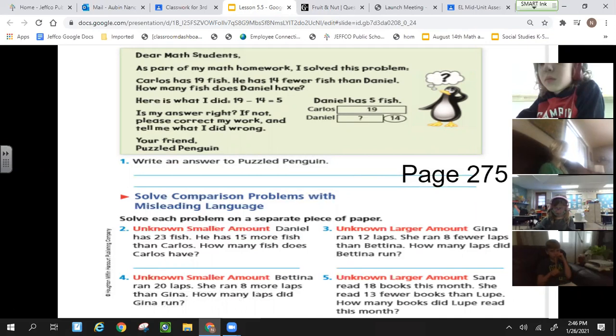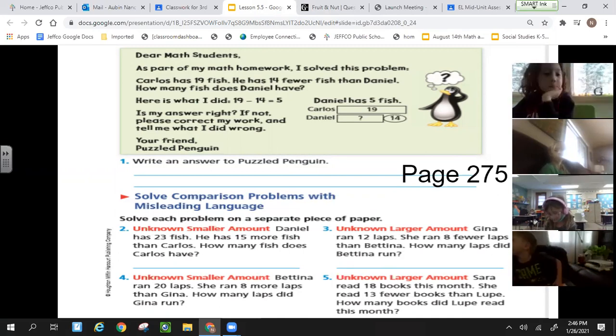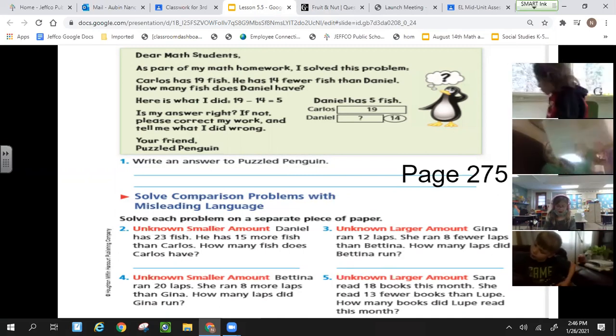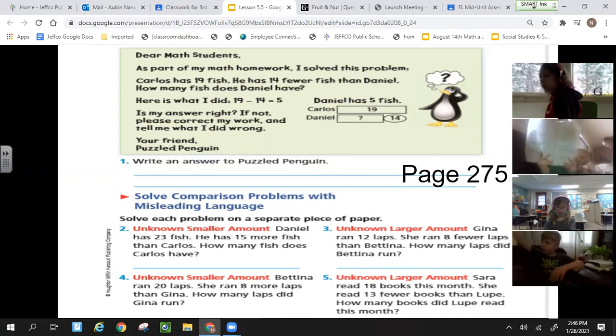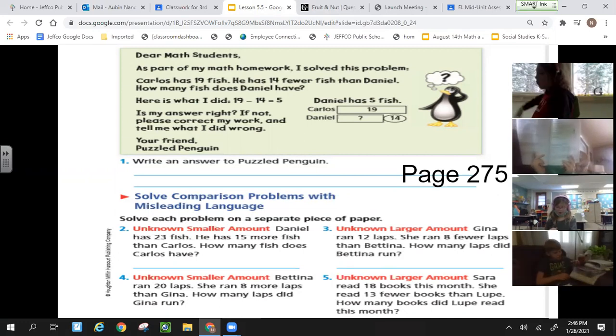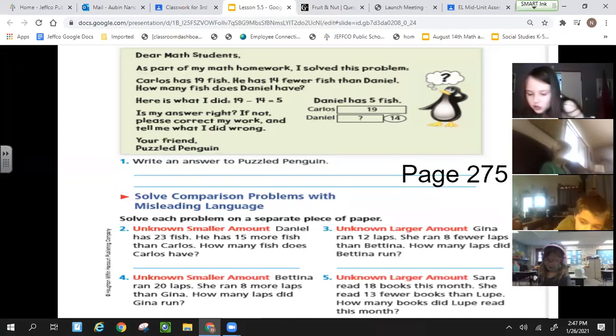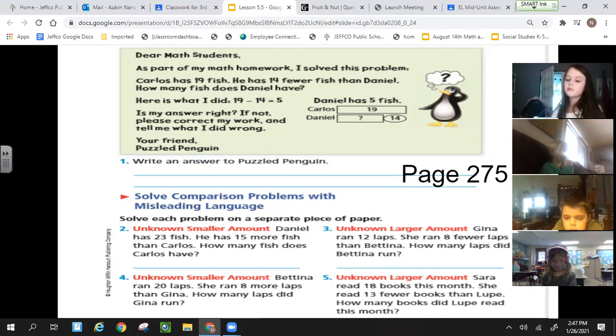Dear math students, we are on page 275 in your math workbook. If you are remote, make sure you have that math workbook. Hold it up. Show me you got it. Gavin, can I see your math workbook? 275. You have that at home, so you can do this with me, right, Gavin? I can't find it. You need to go look for it, honey, because you're going to need that math workbook. Go look for it. All right.